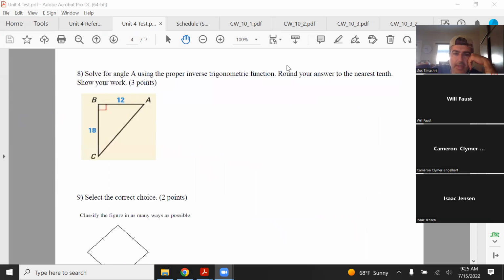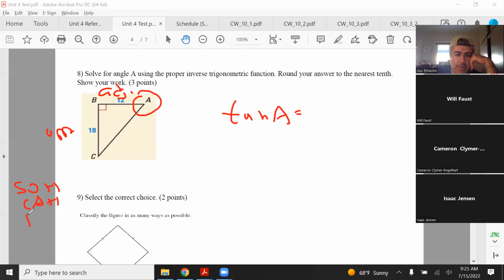Number 8. More of the same thing, just using some trig. You have to solve for angle A. Well, that's opposite. That's adjacent to angle A. Tangent is what we're going to use. Tangent of angle A, because remember, SOHCAHTOA. So you've got to use the tan part, right? Tangent of angle A is 18/12. Angle A is the inverse tan of 18/12.